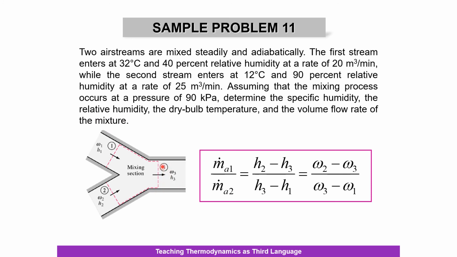Remember we've discussed this formula. The ratio of the mass flow rate of dry air at 1 to the mass flow rate of dry air at 2 equals enthalpy at 2 minus enthalpy at 3 divided by H3 minus H1, which also equals omega 2 minus omega 3 divided by omega 3 minus omega 1. So you can equate this to find H3, or equate this to find omega 3. Once you know omega 1 and omega 2 and H1 and H2, you can easily find H3 and omega 3 by using this relationship. Now let's look at the solution.